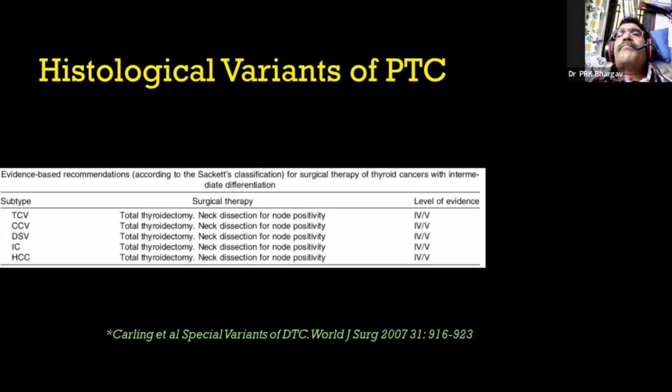Next. Now, again, this is just a level 4, level 5 suggestion. So these variants require total thyroidectomy, neck dissection for positivity. That is tall cell variant, columnar cell variant, diffuse sclerosing, insular variant, and also the Hurthle cell. So other types, few are anecdotal case reports, and others have good prognosis. So they may be treated with hemithyroidectomy or even follow-up also. So these variants require aggressive therapy in general.